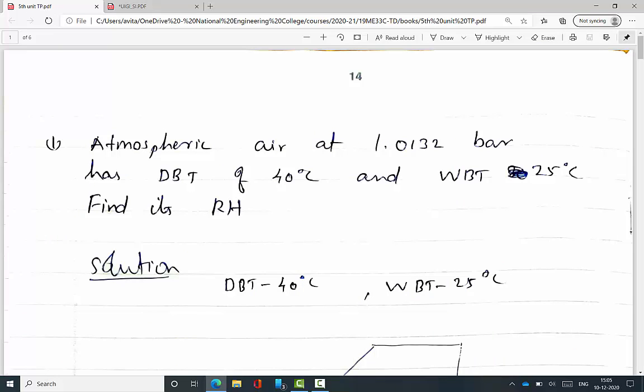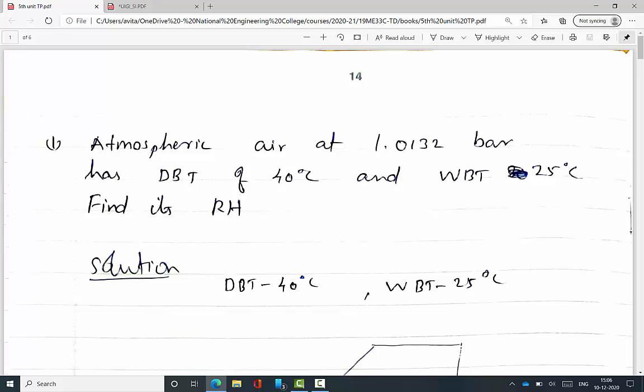The question: atmospheric air at 1.0132 bar has dry bulb temperature of 40 degrees Celsius, and WBT, wet bulb temperature, is 25 degrees Celsius. Find its RH. This is a 2 mark question. Atmospheric air at 1.013 bar is atmospheric pressure, so no problem. The main data is the dry bulb temperature is 40 degrees Celsius and the wet bulb temperature is 25 degrees Celsius. Find its relative humidity.